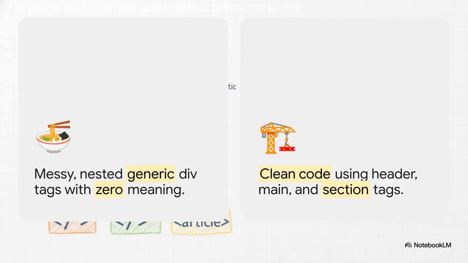Well, let's compare the two approaches. Imagine a block of messy, deeply nested generic div tags. It's what developers affectionately, or honestly, maybe traumatically, call div soup. Sure, it visually works, but it has zero inherent meaning. It is literally just a pile of unlabeled boxes. In stark contrast, clean code uses specific semantic tags like header, main, and section. Generic dividers are just empty, right? But semantic code acts like a clear architect's blueprint for the browser. It tells the browser exactly what the purpose of that box actually is.